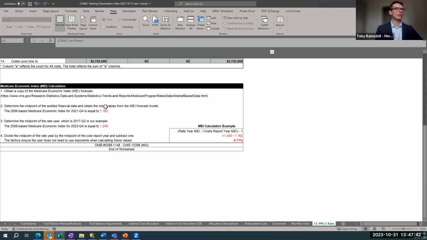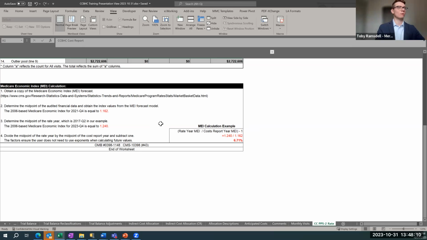All right, quick review of MEI calculation. Again, you find the index for the reporting period. You find the index amount for the rate period, and then you'll divide the indexed rate period by the indexed reporting period. So you get the midpoint of the reporting period and the rate period, and find the corresponding indexed amount from that market basket.